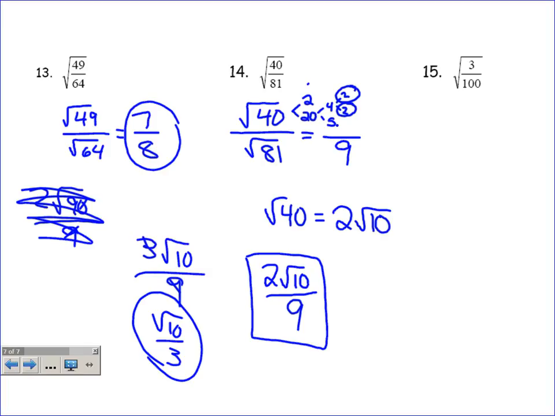Okay, number 15. Sam? Day 1 of 3. Number 15. What do we do? The square root of 100. Okay. Can you break down the square root of 3? Nope. So it's just the square root of 3.